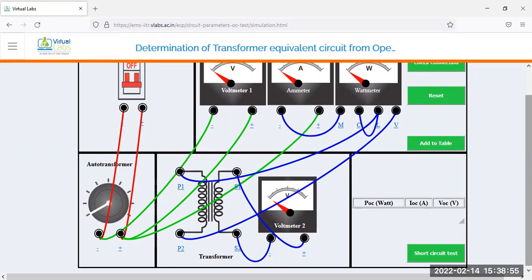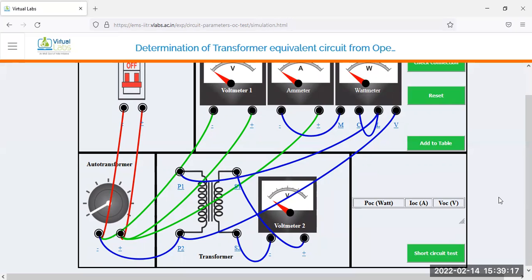Did you find the connection from this point to this point is missing? So just try to connect the negative polarity of the LV winding to the auto transformer. From this point, connect to the negative polarity of the auto transformer. Okay, now I think your connection is completed.